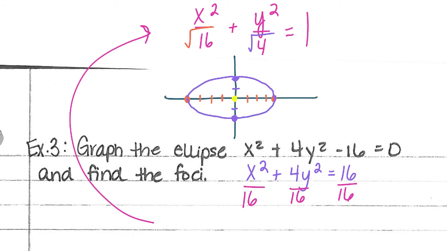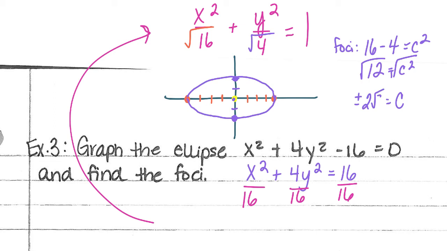So remember, for the foci, I have to name them from the point 0, 0, because that's the center. I have to take the a squared, which was 16, minus the b squared, which was 4, and that gives me c squared. 16 minus 4 is 12, and when I take the square root of each side, c is equal to plus or minus 2 root 3. 4 and 3 can break down that 12. That's not the answer. Remember, I have to answer the foci from the center.